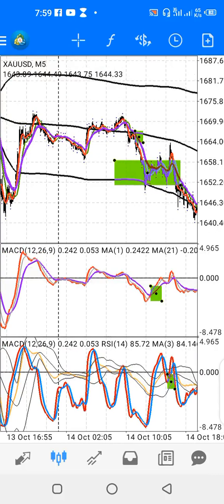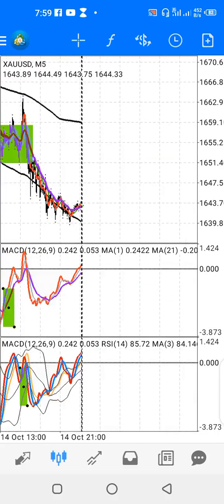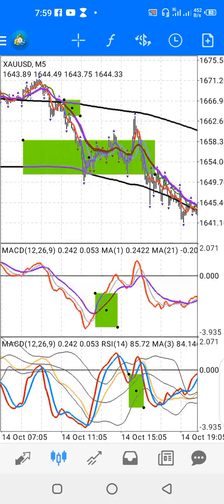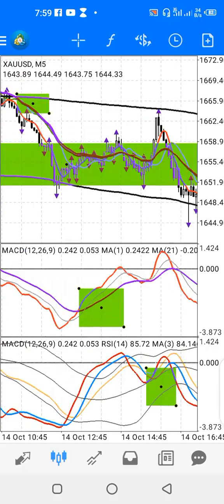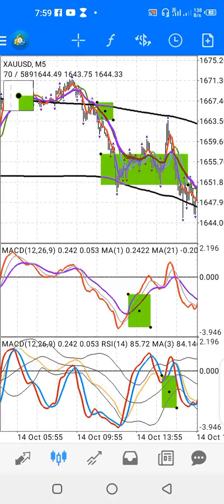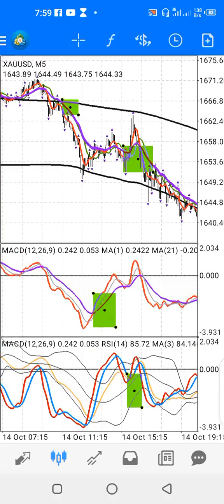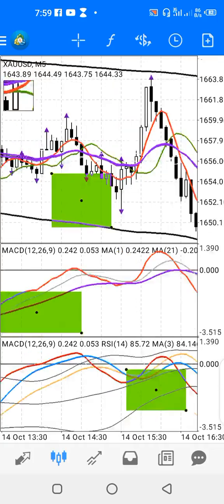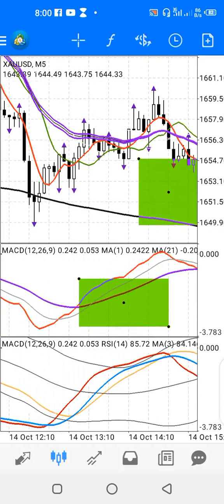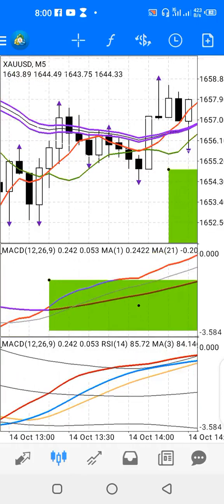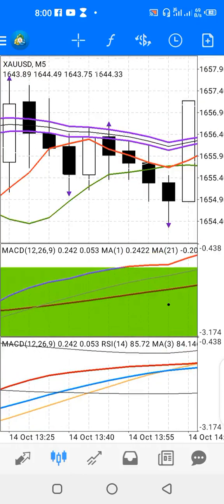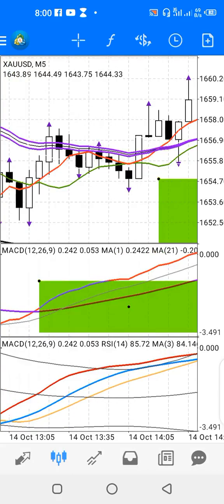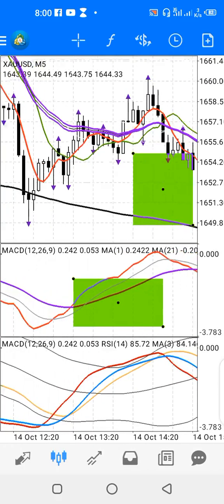But to scalp this strategy, I'm going to zoom in. Let me zoom in. Okay. Let me remove this. Now to scalp with this strategy on the main chart, you zoom in, not completely, like scale 3.